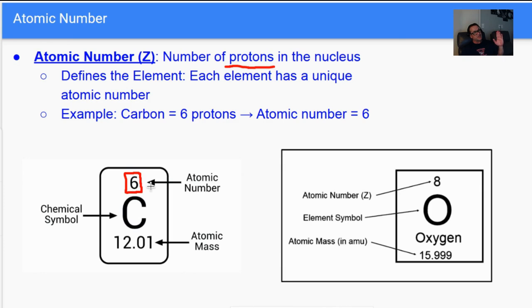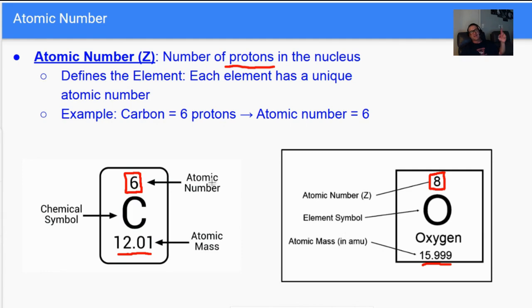It doesn't necessarily have to have 6 neutrons. Remember, atoms of carbon have to have 6 protons, but it can vary the number of neutrons. And then down here you have the atomic mass, which is basically how much matter, in atomic mass units, the element contains. Over here we've got oxygen. It's got a different atomic number. Its atomic number is 8 because it has 8 protons in its nucleus. Its symbol is an O for oxygen. Then here's its atomic mass, which I'm going to go over, I think, on the next slide.